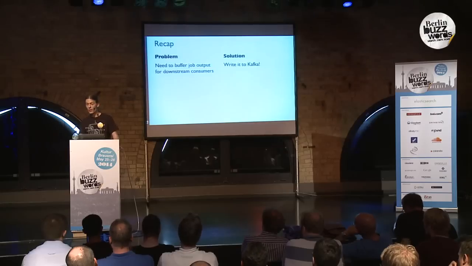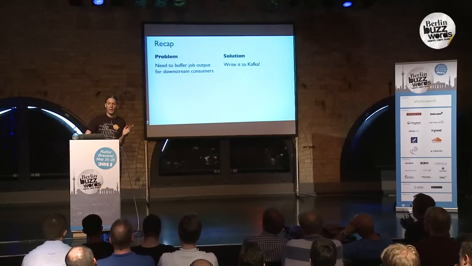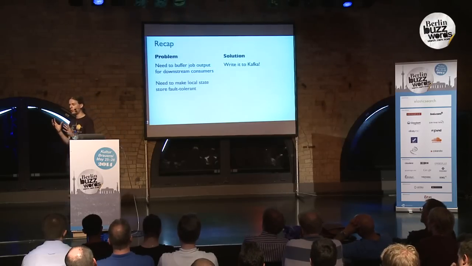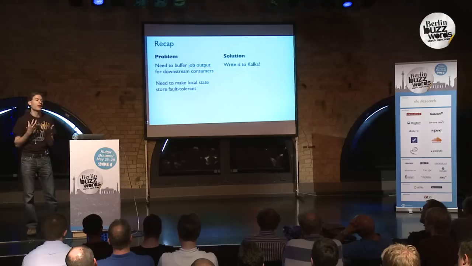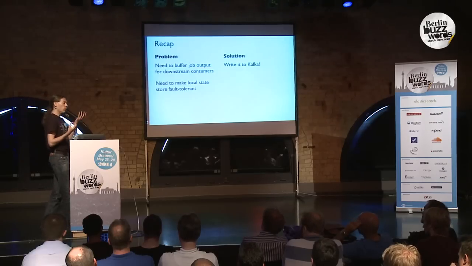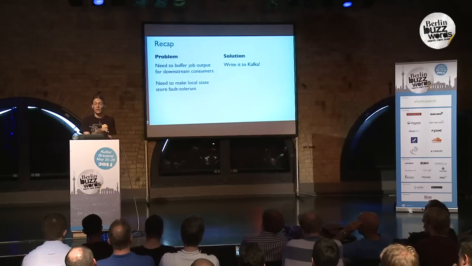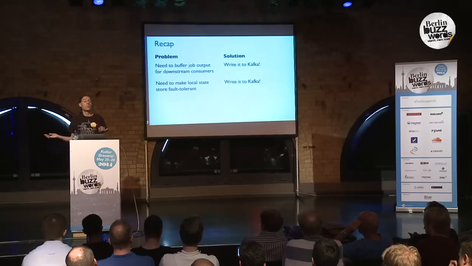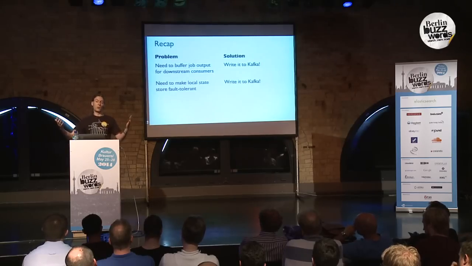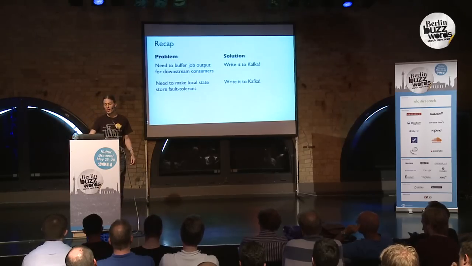Our solution is simple. We write it to Kafka. Kafka takes care of that buffering. The other problem I talked about beforehand, if you remember, the key value store and the state, and how do we make that fault tolerant, even though it's on the same machine and just on one machine, we want it not to die, not to lose that state if the machine dies. The answer is also, we write it to Kafka, because Kafka replicates it to multiple machines and makes it durable.